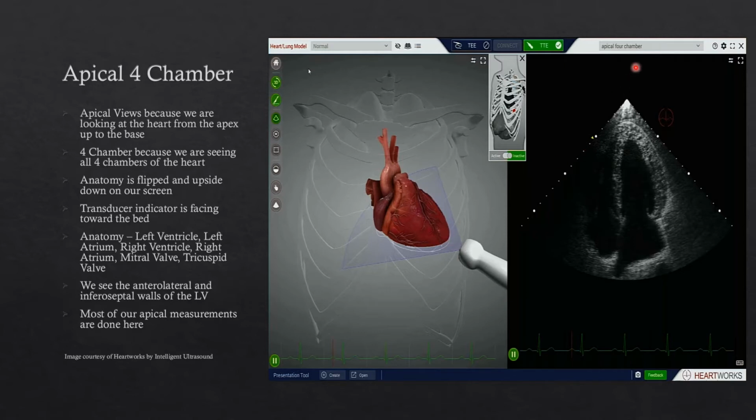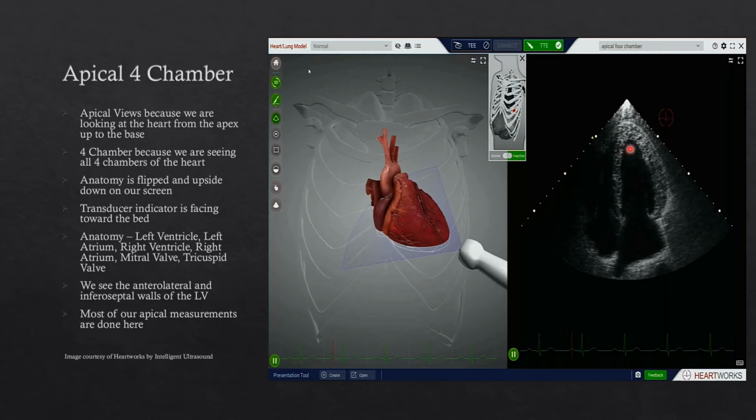So if you look over here, think of our transducer being up here looking down. The first thing we see on our screen is the apex of the heart. So again, everything is flipped and turned upside down here. So what we're seeing on the right side of our screen is actually the left side of the heart. So left ventricle, mitral valve, left atrium, right ventricle, tricuspid valve, right atrium, right there.